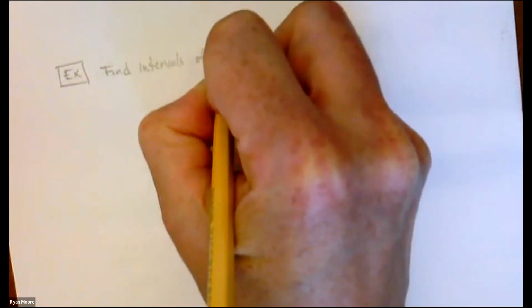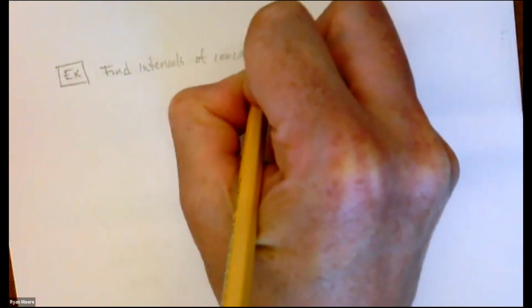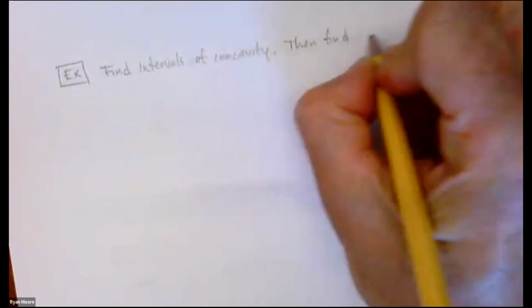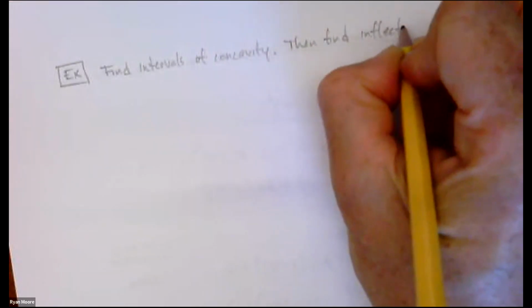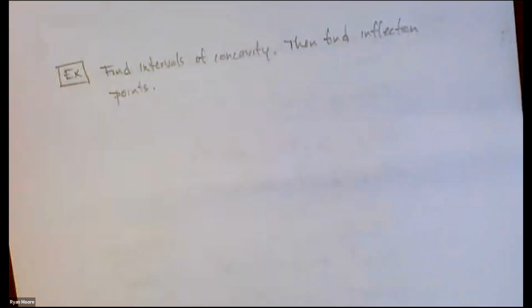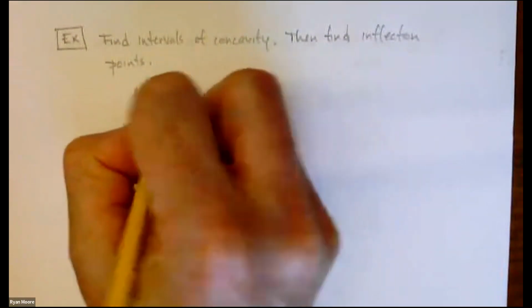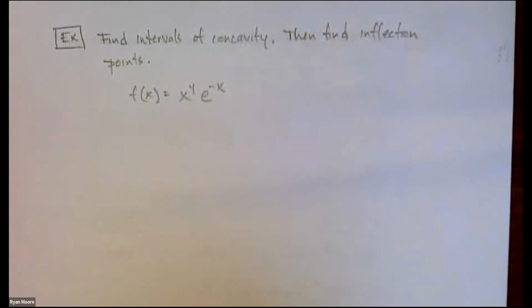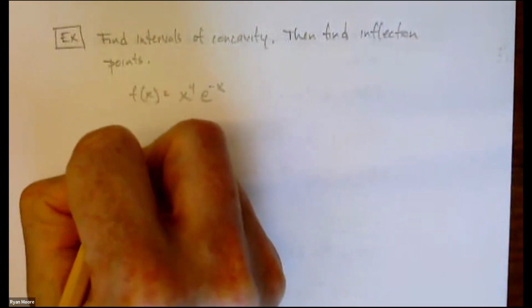Let's just say find intervals of concavity, then find any inflection points. Okay, and our function f of x equals x to the fourth e to the negative x. Right. Well, only one option here.